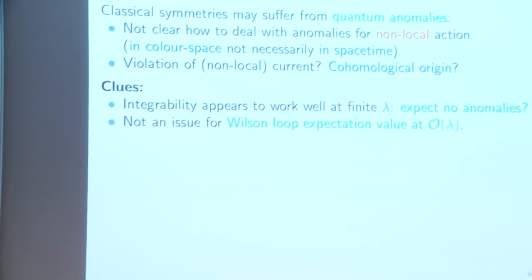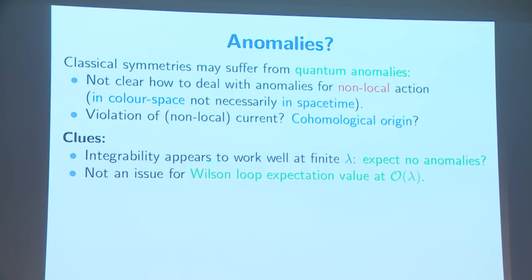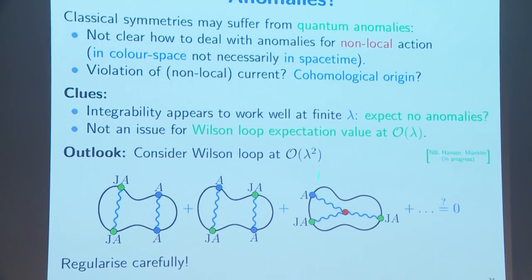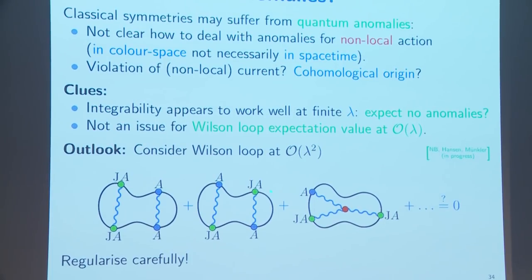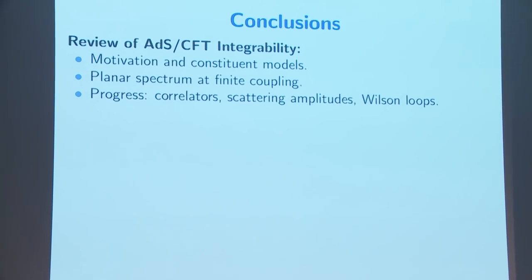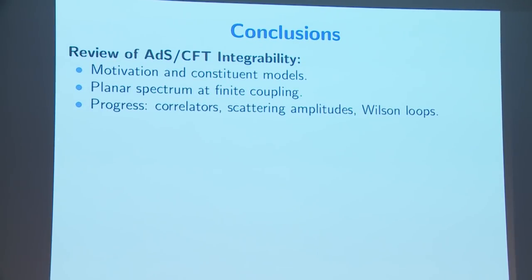However, I don't believe that there will be anomalies because we know that integrability appears to work well at finite lambda, so if integrability would be lost, then these results should be wrong, but they seem to be okay. So one way we want to address this is to consider the Wilson loop at higher orders, and then we get some additional contributions which potentially can see the anomaly, but we'll have to regularize that very carefully, and it actually produces many, many terms of this kind, and we have to see whether this all sums up to zero for generic contours.